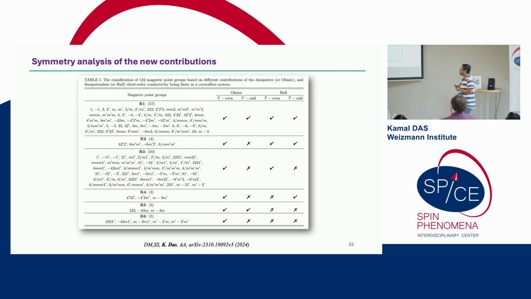And finally, what we did, we basically analyzed all the 122 magnetic point groups and figured out which of the point groups will be good for what kind of response. So you will get all the information in this table.